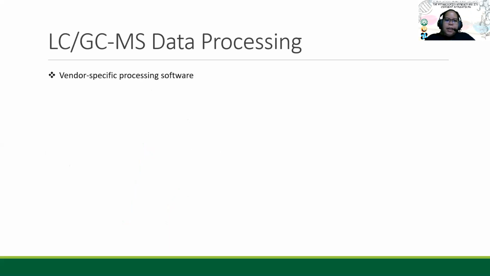So for LC GCMS processing, there are of course your vendor-specific processing softwares. So may kanya-kanya silang specific processing softwares. Personally, I've mainly used the SCIEX ones, like Marker View and Peak View, mainly Marker View for data pre-processing. Agilent, Thermo, and Waters will also have their own processing softwares, or it can be part of the acquisition softwares na. So depende.